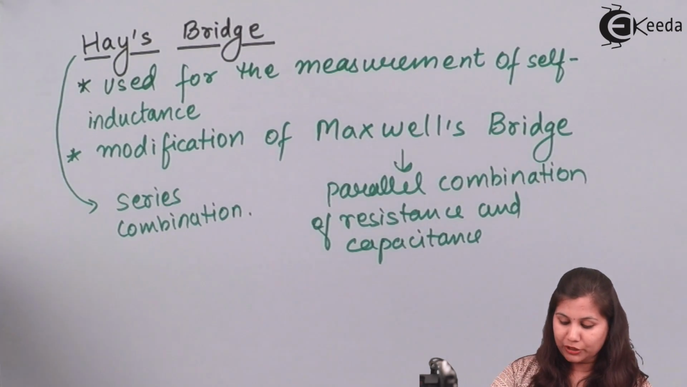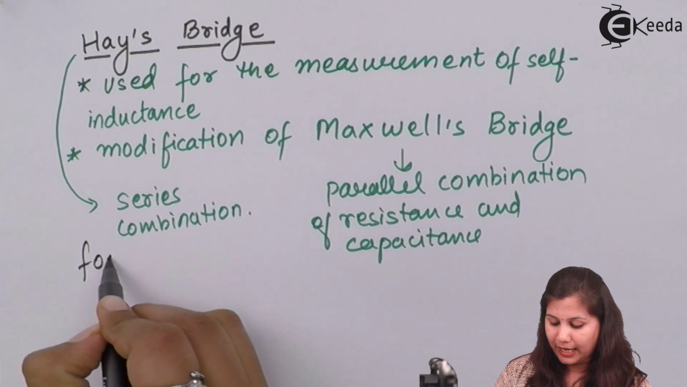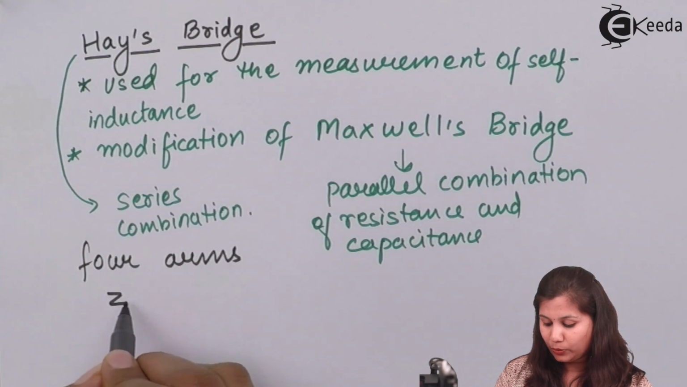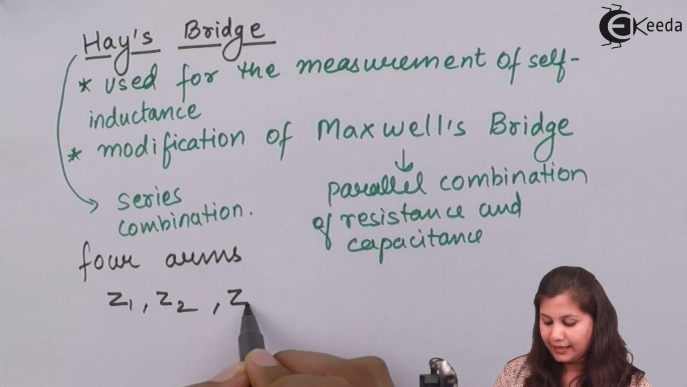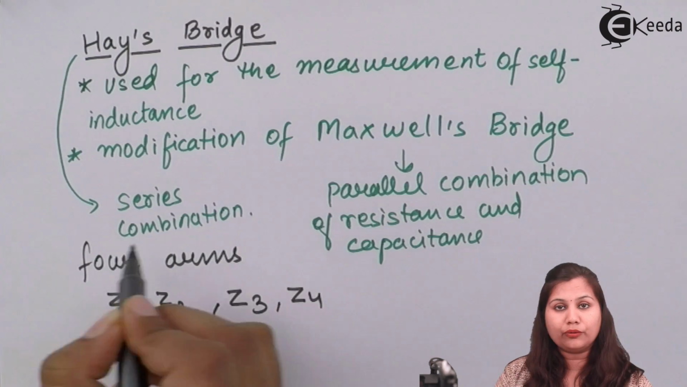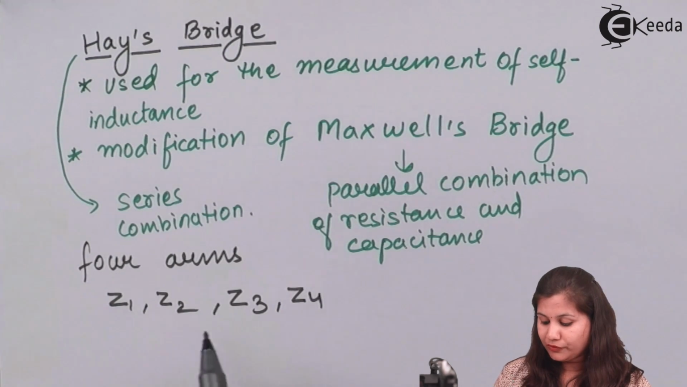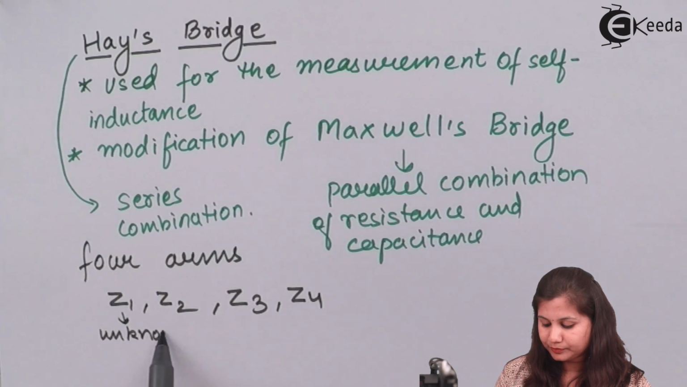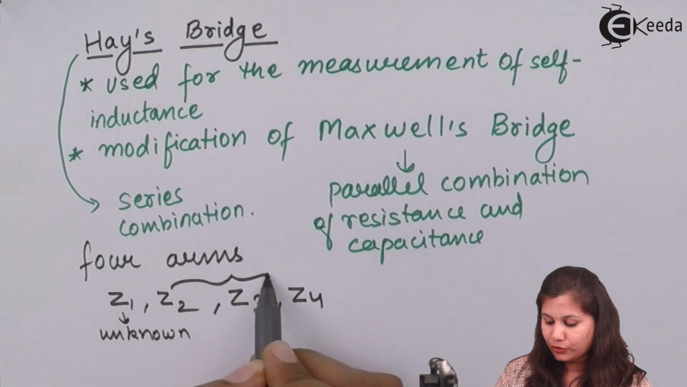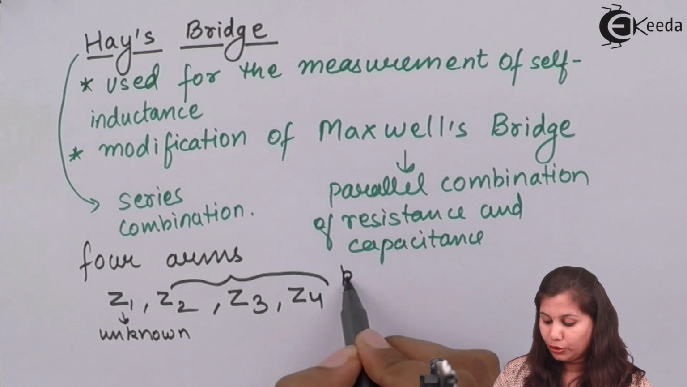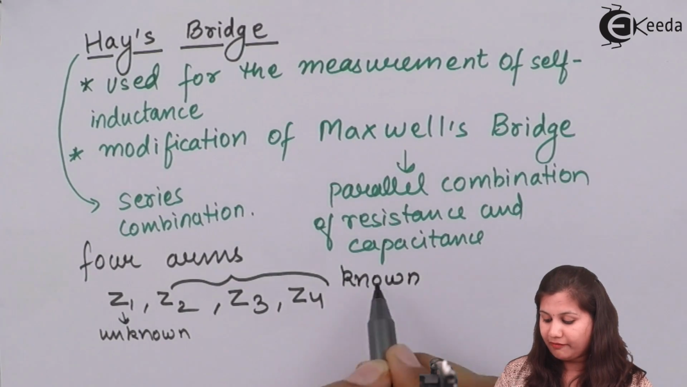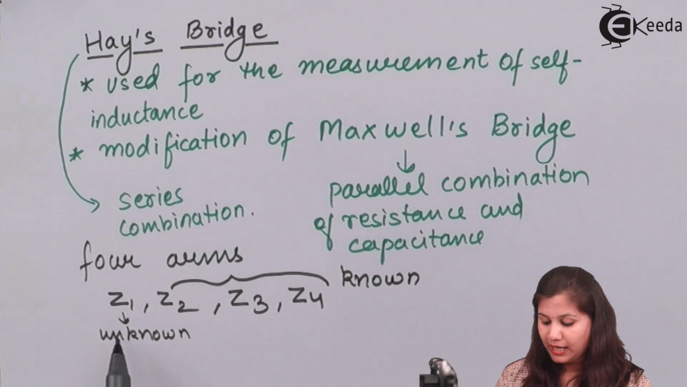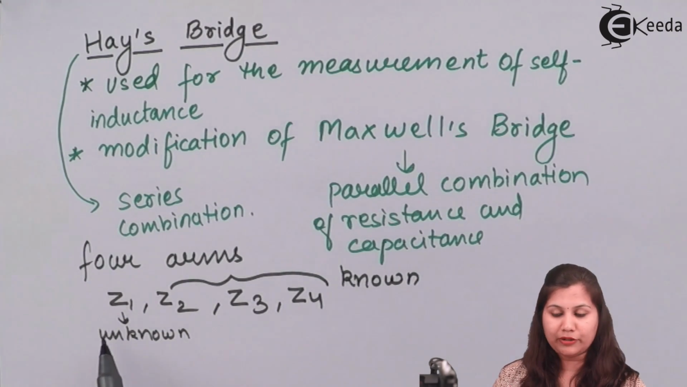The Hayes bridge will also have 4 arms, and in the 4 arms we will have the 4 impedances, that is Z1, Z2, Z3 and Z4. Out of these impedances, Z1 is the unknown impedance, and the remaining 3, Z2, Z3, Z4, are the known impedances. The value of these impedances is known to us, and Z1 we want to measure.